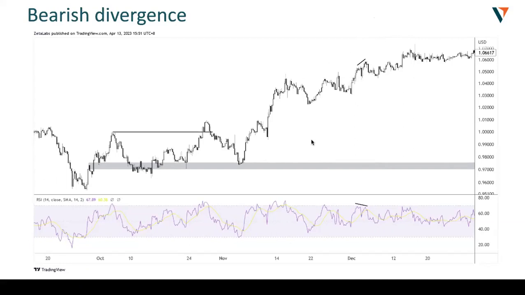Right, so let's take a look at an example. Let's see on Aussie dollar. I'll just bring up the chart in a moment.